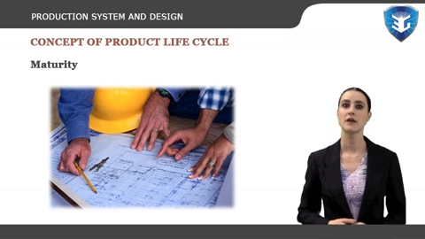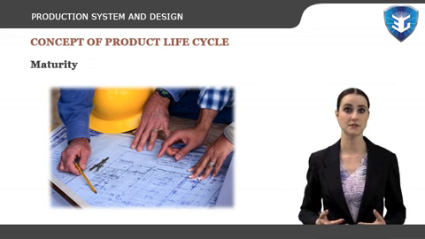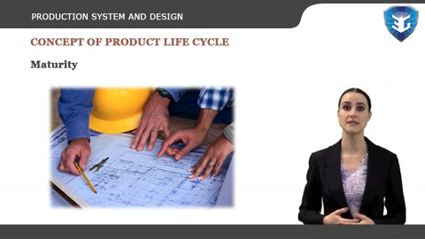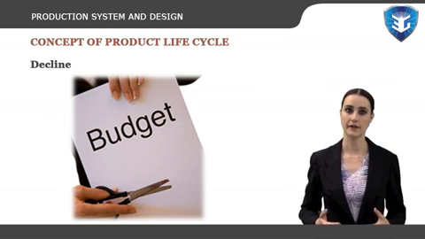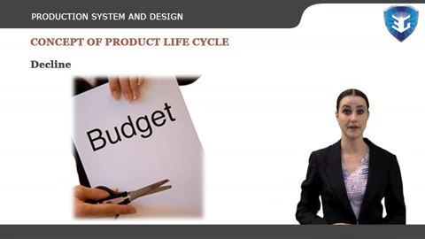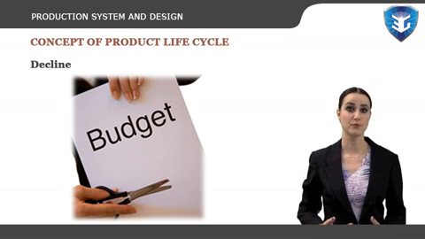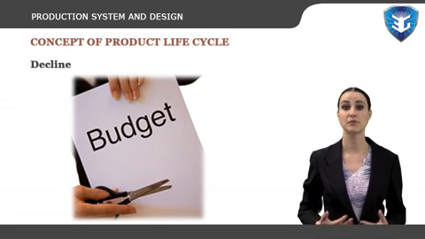Maturity. The third stage in the product life cycle is the maturity stage. If a product completes the introduction and growth stages, then it will spend a great deal of time in the maturity stage. Decline. This is the stage in which sales of the product begin to fail. Either everyone that wants to has bought the product, or more innovative products have been created that have replaced the product.